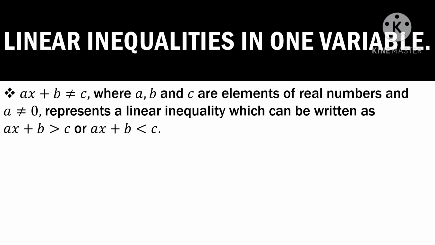ax plus b not equal to c, where a, b, and c are elements of real numbers and a is not equal to 0, represents a linear inequality which can be written as ax plus b is greater than c or ax plus b is less than c. Meaning, if you have ax plus b which is not equal to c, there are only two possibilities. It's either ax plus b is greater than c or ax plus b is less than c.